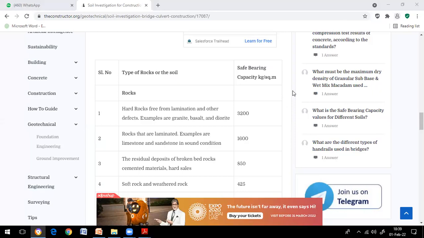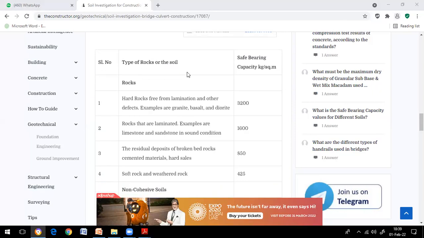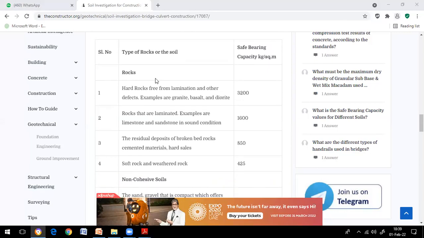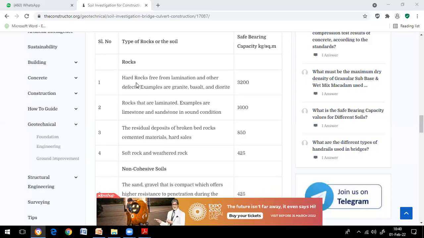Please try to note down in your running notes the types of rocks or soils. First one is rock. When we go for rock foundations, for deep soils we will go until we get the hard strata. Rocks usually have different bearing capacities, so first let me give clarity on the type of rock and its bearing capacity. First one is hard rock, which is free from lamination and other defects. Examples: granite, basalt, and diorite.